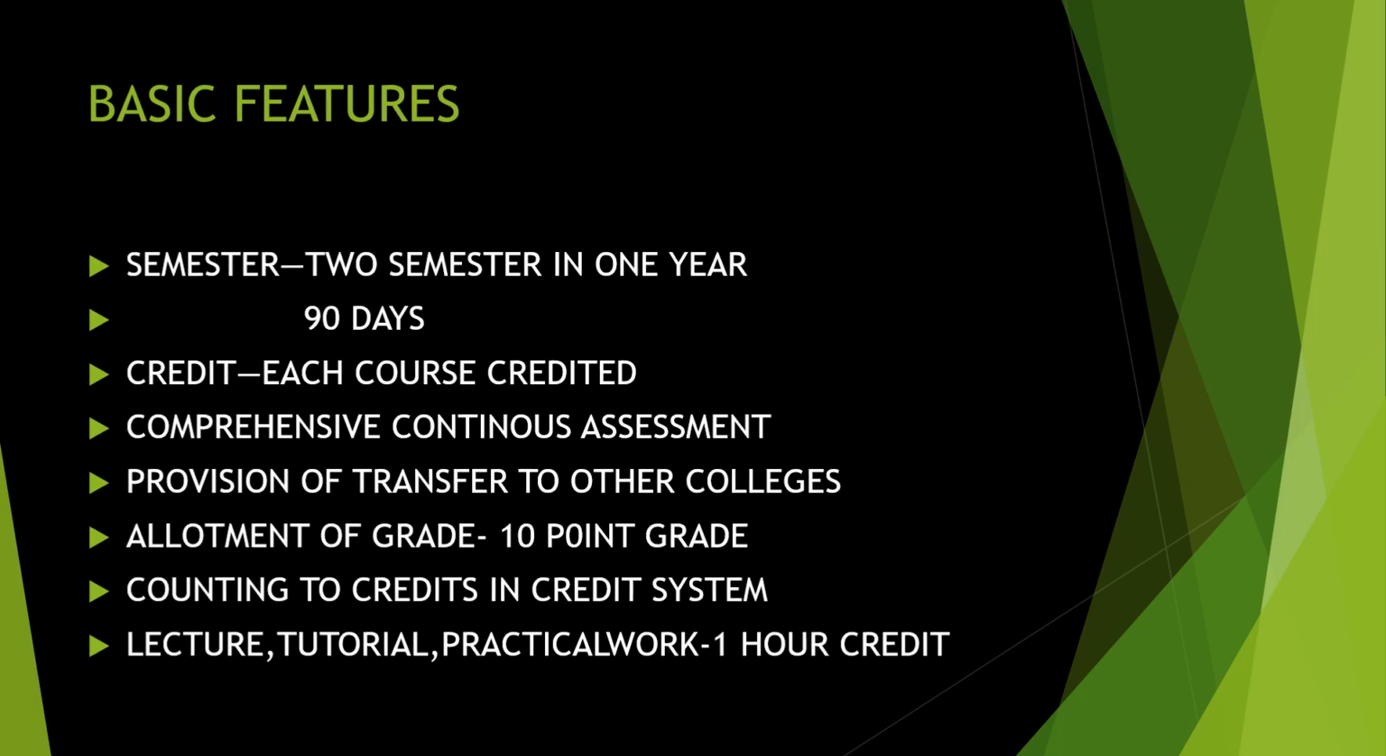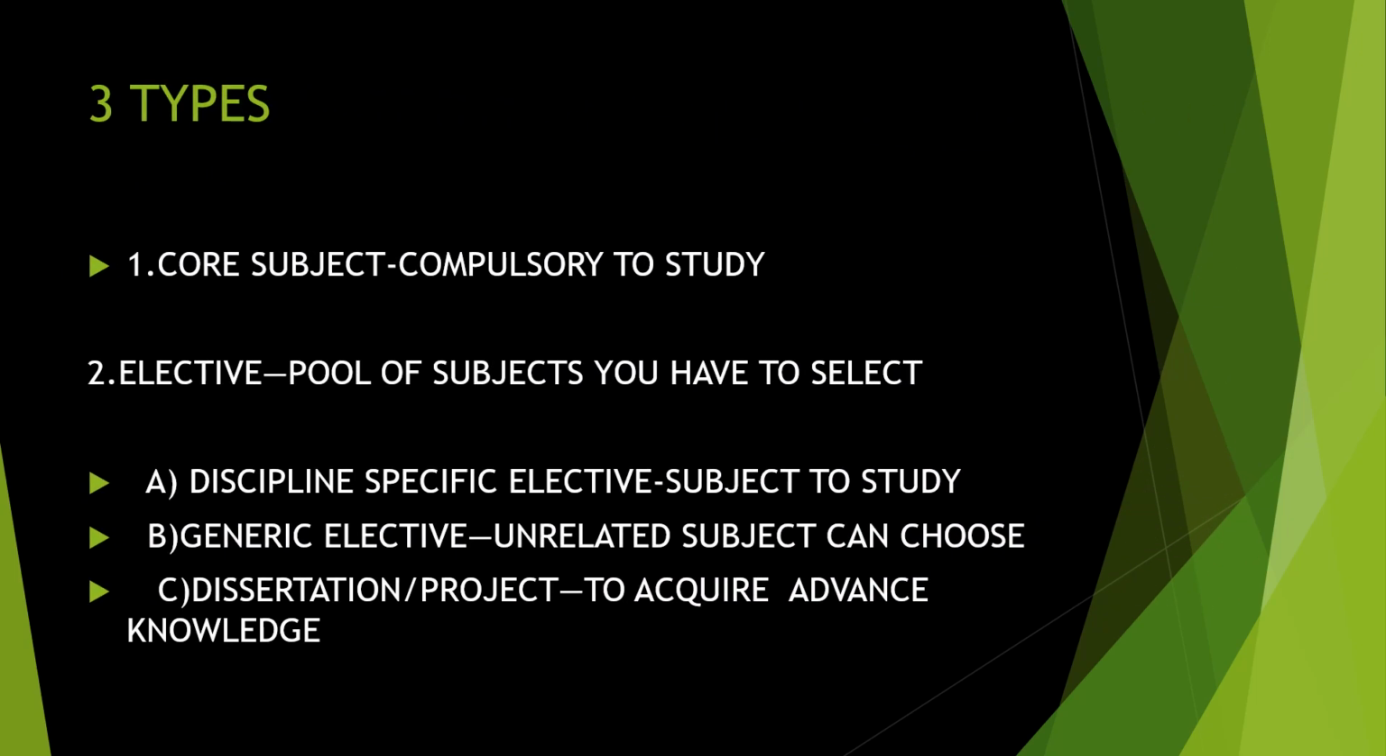And next is three types. Okay, we can see the three types of features in this credit based system. We can see what they are. One is the core subject. The core subject is compulsory to study. That is, if a student is taking BA English literature, then that student has to take English. That is the core subject for them. Okay, compulsory to study, that is needed. If a student is taking history, then no doubt history is one of their core subjects. Okay, the core subject means the subject which they have taken for their degree classes. Okay, that is the core subject.